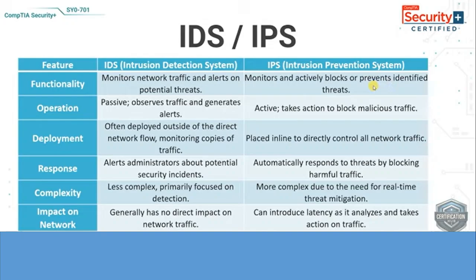Impact on the network: IDS generally has no direct impact on the network traffic. But IPS checks everything. If it finds any malicious traffic, it will stop it. It will prevent it from entering the network. It can also introduce latency as it analyzes and takes action on the network traffic.